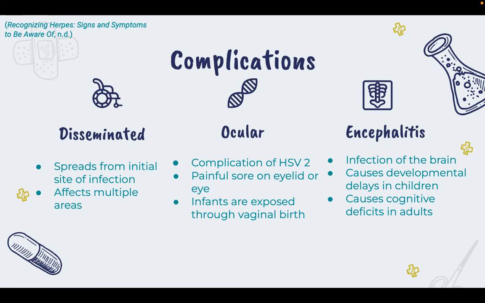The third complication is when the infection spreads to the brain. This will cause developmental delays in children and cognitive defects in adults. Hearing loss is also a complication of genital herpes. Sudden hearing loss is seen in adults, and infants may also be born without hearing abilities. This is due to the virus affecting nerves that control the hearing.